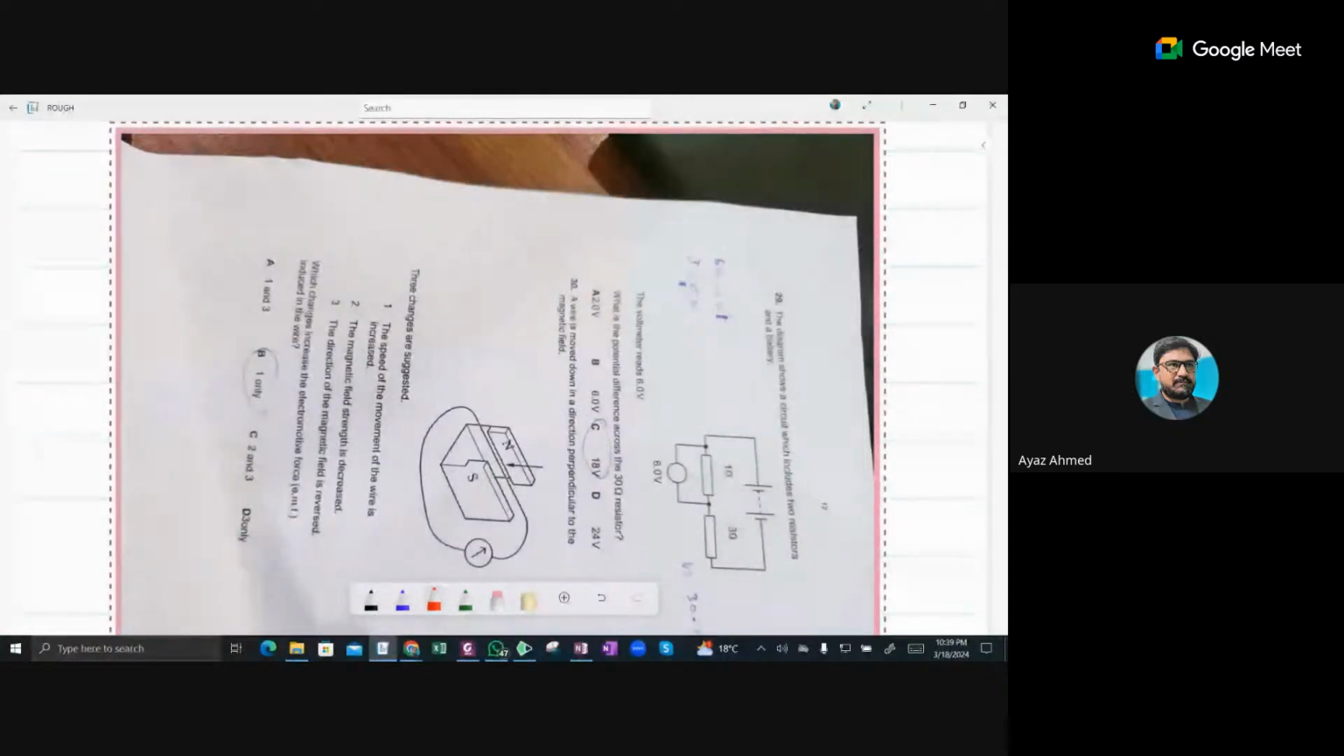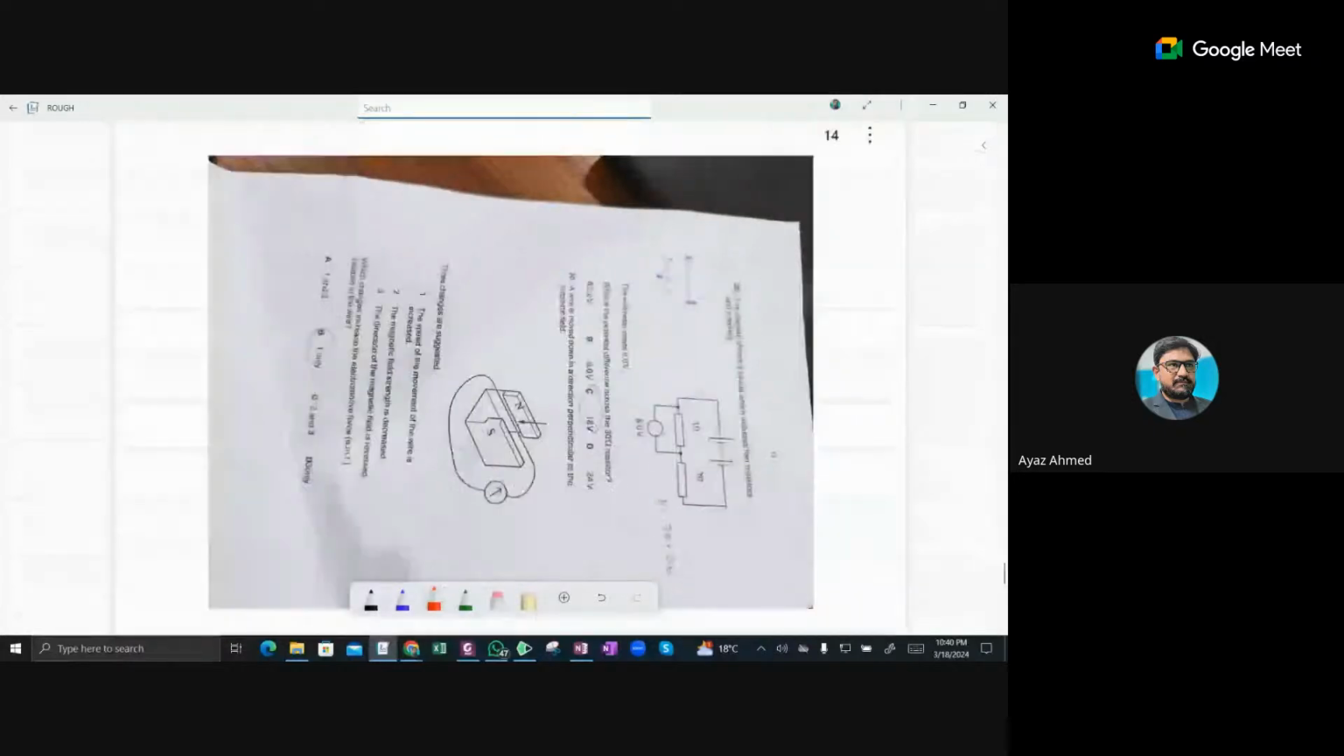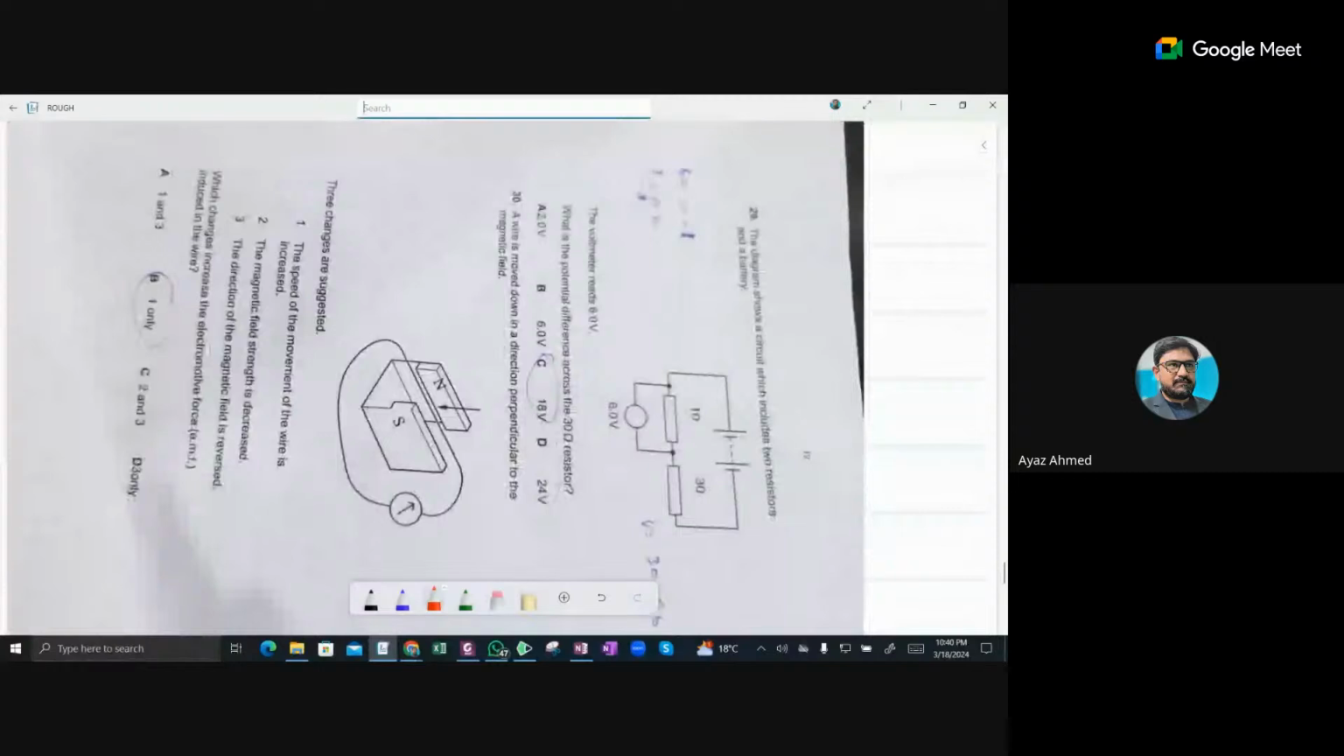The diagram shows the circuit which includes two resistors, 10 and 30 ohm, and the voltmeter is showing 6 volts. What is the potential difference across the 30 ohm? Instead of this, if the question were the potential difference across the EMF of the battery, this question would be of millions, right? So 6 volts are over here.